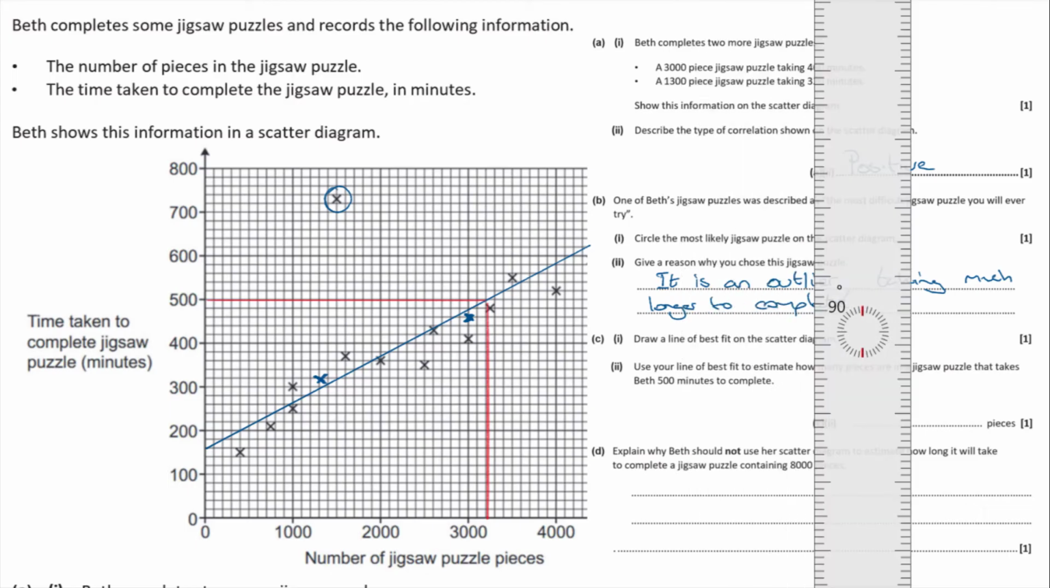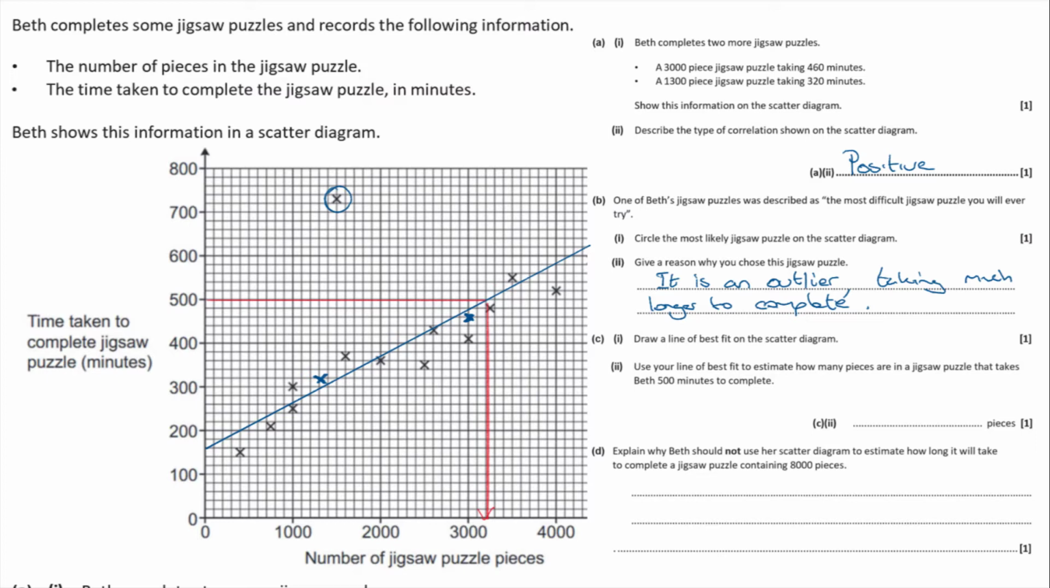And I can see that's 2 little squares beyond 3,000. Now each one of those squares, remember, was 100. So I'm reading that as 3,200.